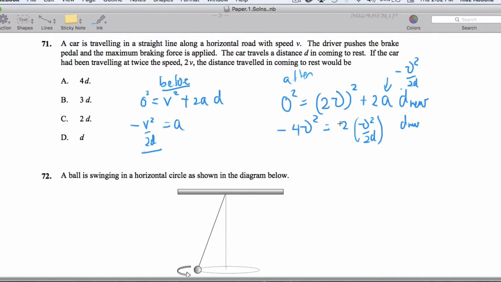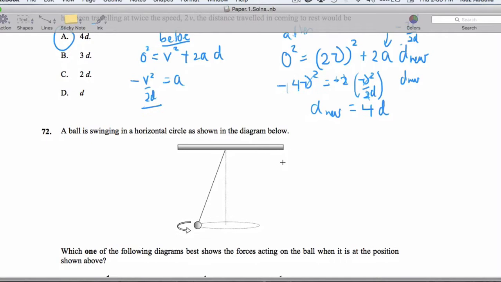Let's cancel what we can. Here we're going to get, and this is negative here. Now, this will cancel out, and this will cancel out. This is positive and positive, so we're going to end up getting d new is actually 4 times the original d when we go ahead and simplify.